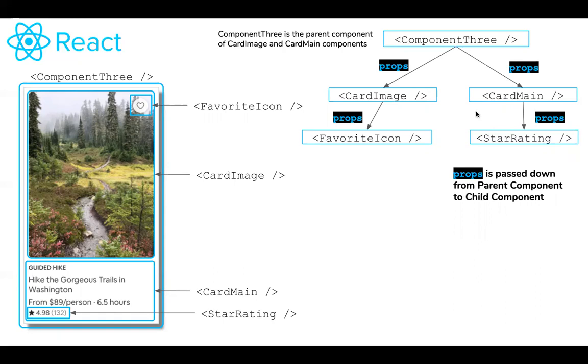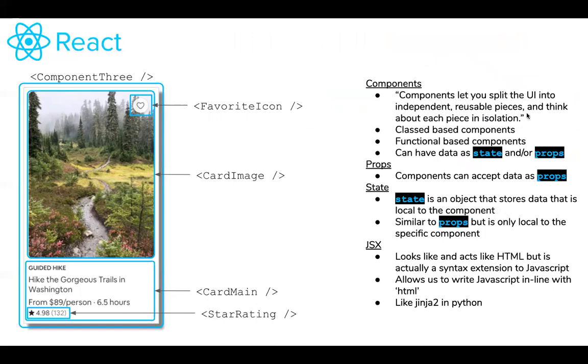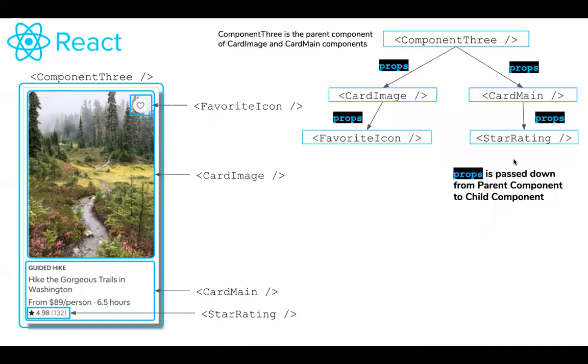And now remember the term props. Components can have data as state and or props. Props, the actual name props, it's just data. It's always passed down from the parent component down to the child component. Always works like that, just one level down. It passes props down one level to the child.